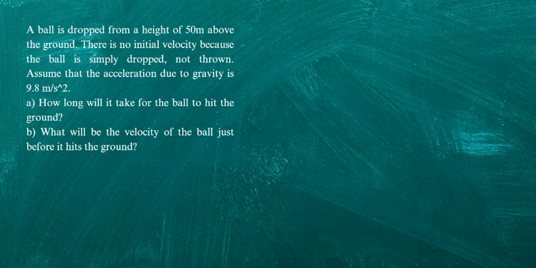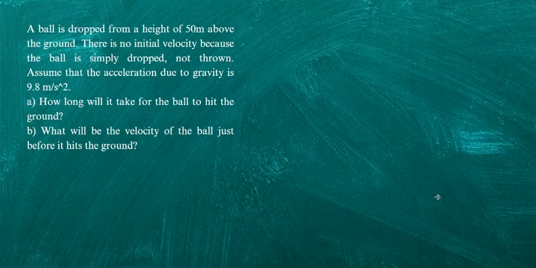So this problem involves rectilinear motion because the ball is moving in a straight vertical line. Since the ball is dropped and not thrown, its initial velocity is 0 meters per second. Gravity pulls the ball downward, causing it to accelerate at 9.8 meters per second squared. So using the equations of motion, we can find the time it takes to fall and the final velocity before it reaches the ground.